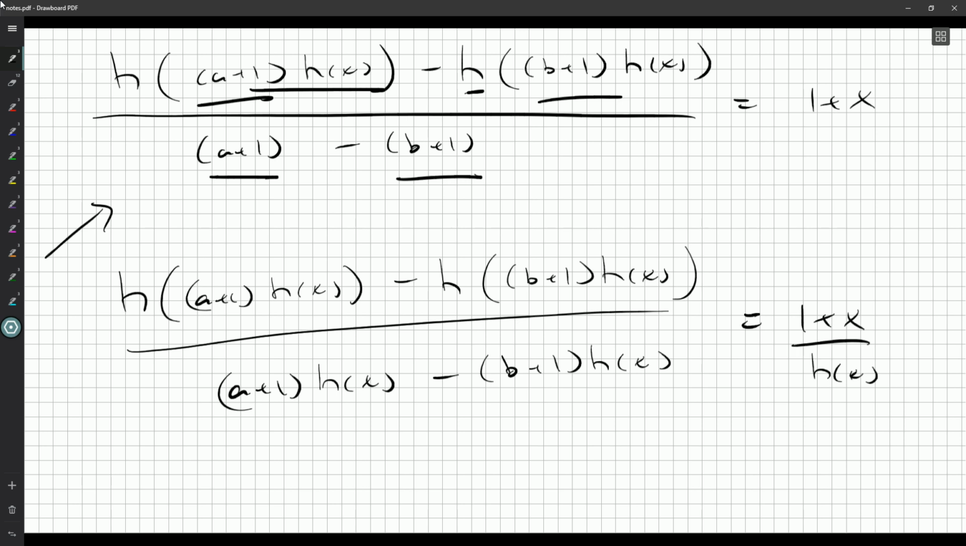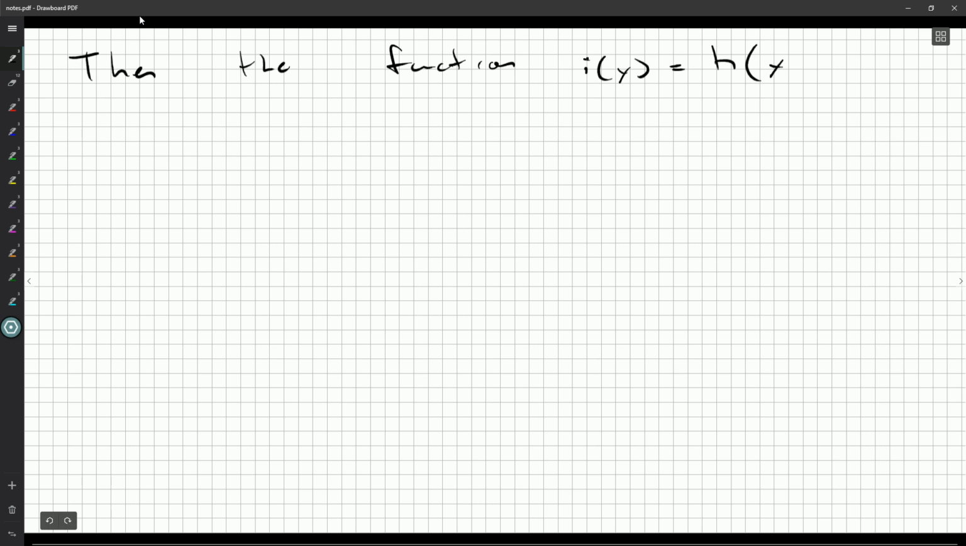Okay, so what do we want to do from here? This is nice. I like this. I feel like this is in a good place right now, but where do we go? What can we say? We can say the function, let's maybe call it I of y defined by h of y plus 1 h of x. Well, let's call it I sub x, because x is given. X is fixed.